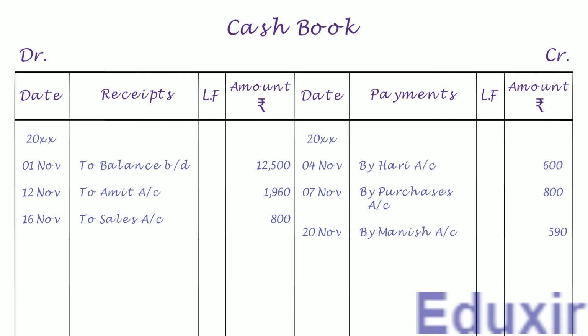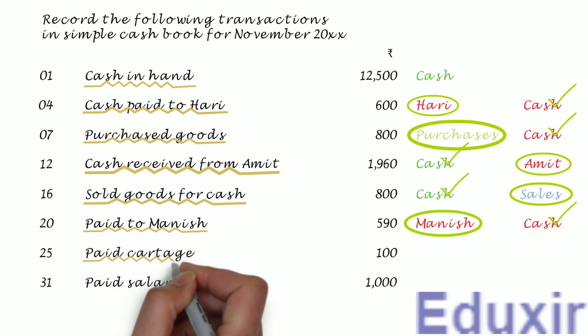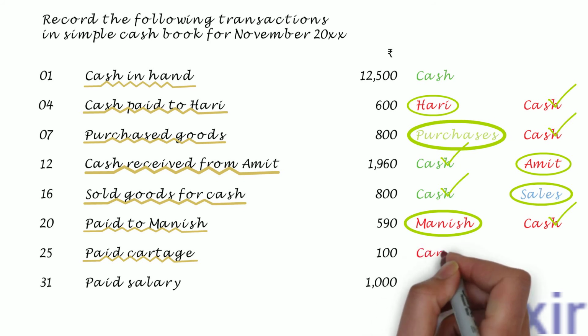Let us now take up the next transaction. In this transaction, the business is paying a cartage of 100 rupees. Unless otherwise specified, all the payments are usually considered to be done in cash. So in this case, we can safely assume that the payment to the cartage is done in cash. Now the cartage is an expense. In other words, the business is incurring an expense named cartage in this case. The rule to record an expense incurred is to debit the corresponding expenses account. In this case, the cartage account should be debited.